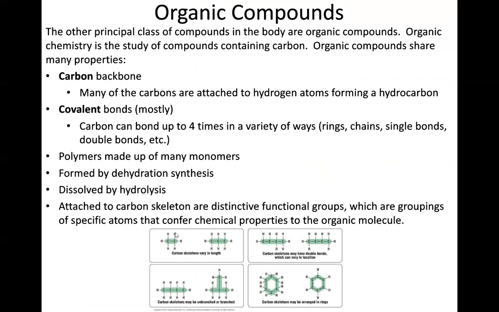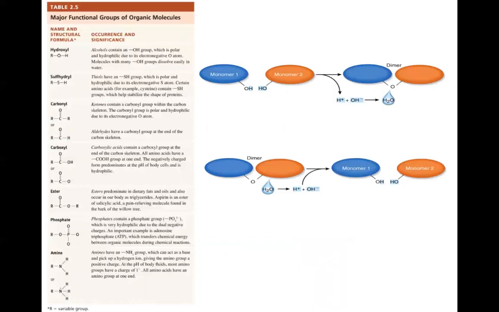Now, what you're going to find in these organic compounds are not just hydrogens and carbons, but you'll also find attached to that carbon skeleton distinctive functional groups. Functional groups are groupings of specific atoms that confer chemical properties to the organic molecules.